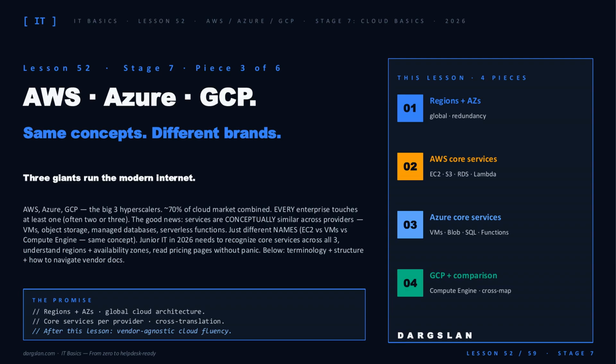Welcome to Lesson 52, where we tackle the three names you'll see on every job posting and every ticket queue: AWS, Azure, and GCP. Together, these hyperscalers run roughly 70% of the cloud market, and almost every enterprise you'll ever support touches at least one of them. Here's the good news. They're the same concepts wearing different brand labels. Over the next few pieces, we'll map regions, availability zones, and core services across all three so you can read any vendor's docs without flinching.